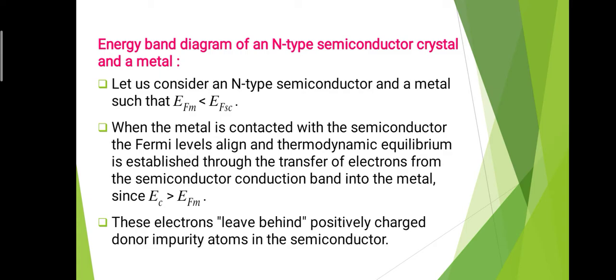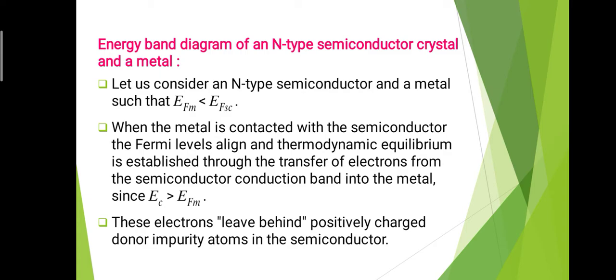And we know that in a semiconductor there is a valence band and conduction band, and above the Fermi energy level we take the conduction band, and below the Fermi energy level we take the valence band. In an n-type semiconductor, the Fermi energy lies near the conduction band. And also we know that the Fermi energy of the metal lies below the Fermi energy of the n-type semiconductor.